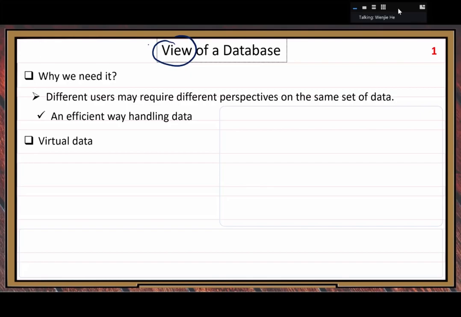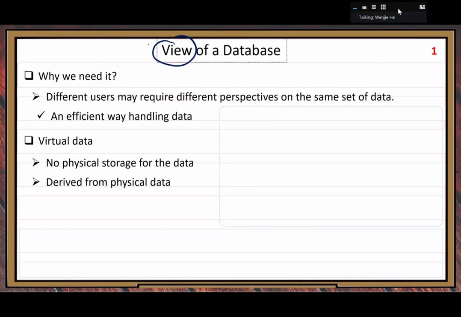Let me explain more. There is no physical storage for the data, which can save a lot of space. Think about a large number of users who want to view data differently. If you store all such data on your hard drive, you need too much space. So first, you can save a lot of storage space.